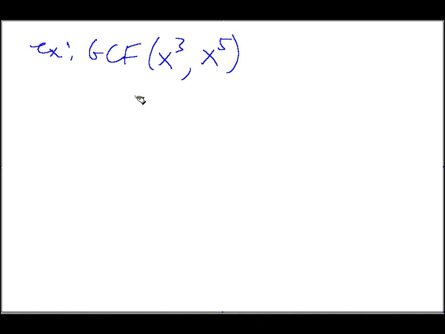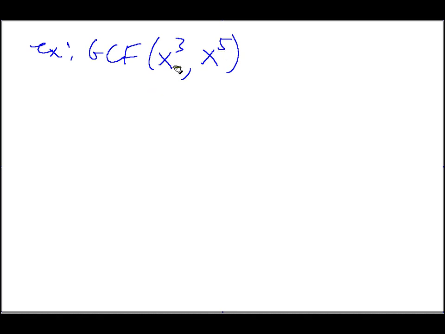Is the answer x? Well, x will divide x cubed, because x into x cubed, how many times? X squared. X into x to the 5th, how many times? X to the 4th, right? So x is a common factor, certainly, but we can do better than x, right? How about x squared? What is the highest power term that will divide both of these?